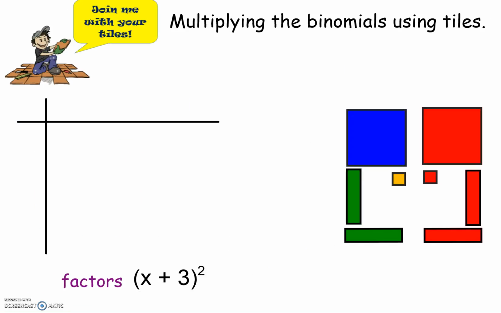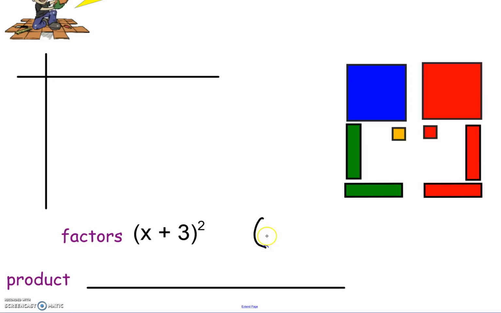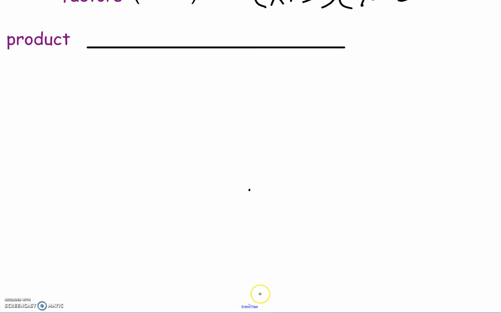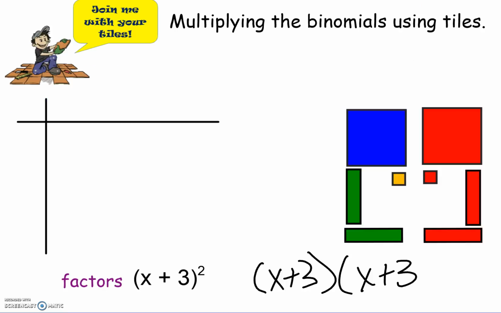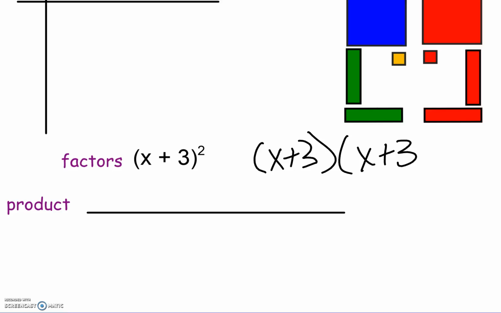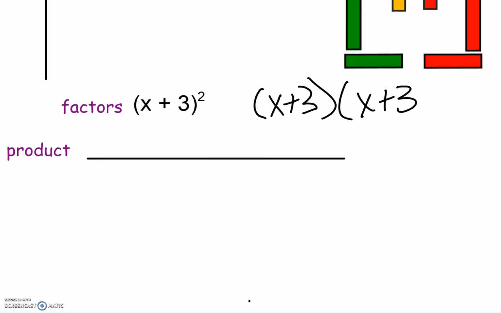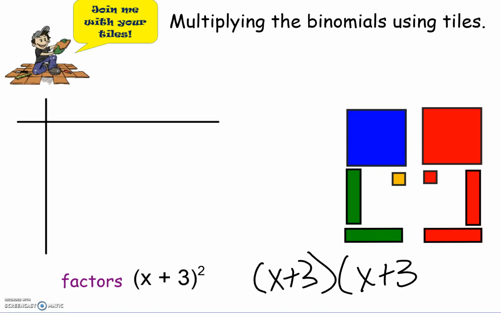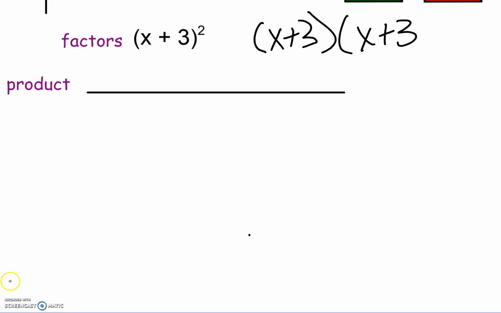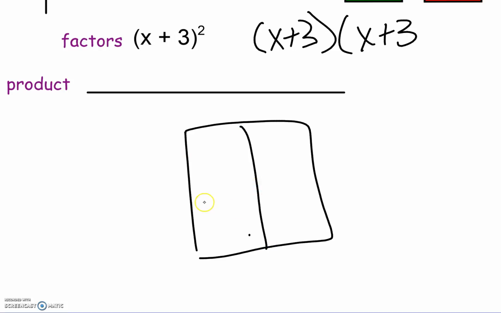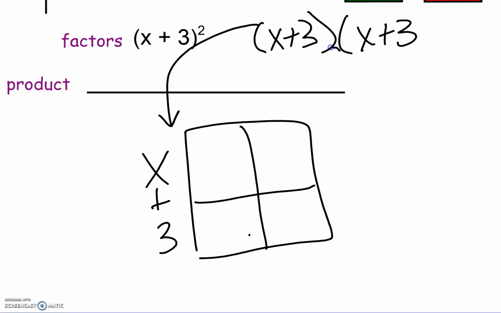Okay, so this one has x plus 3 squared. And I'm just going to teach you the trick now. When it's squared like that, it's x plus 3 times x plus 3. So, to get our answer, this is what we're going to do. Because I have two terms, I'm going to draw a box and split it into fourths. Your first factor goes on the side, so x plus 3. Your second factor goes on top, so x plus 3.